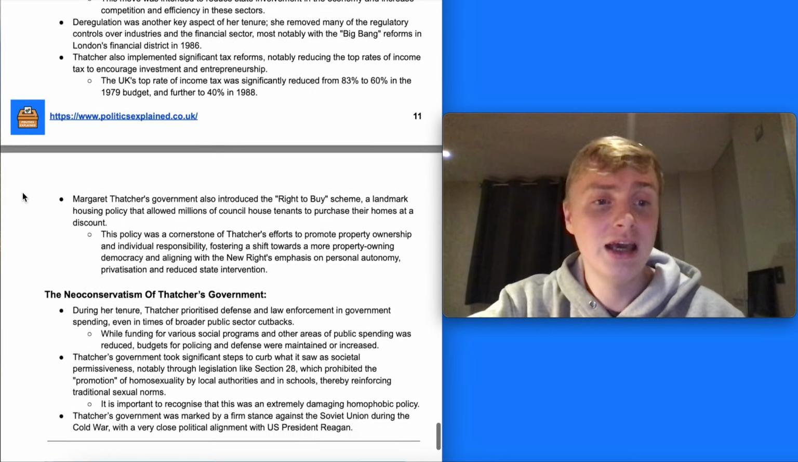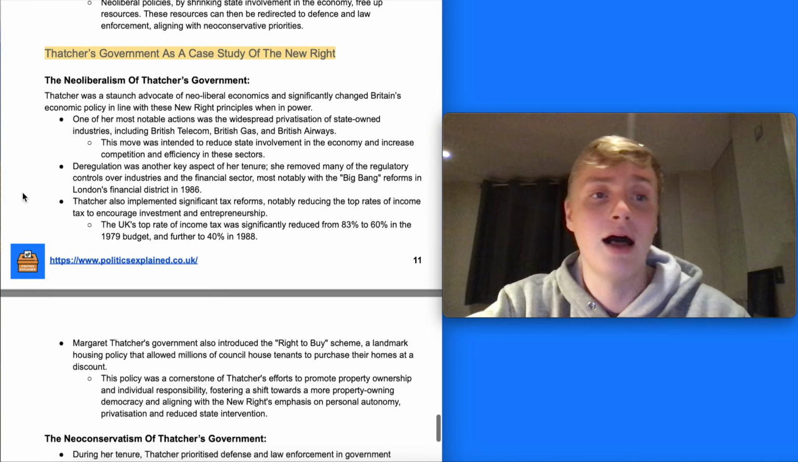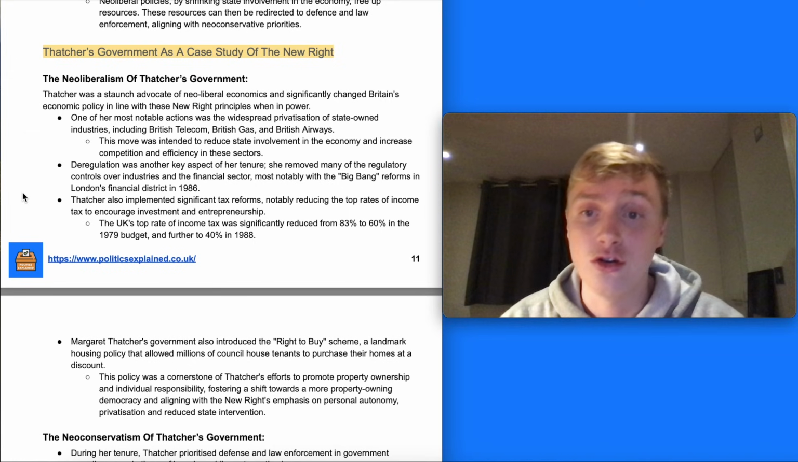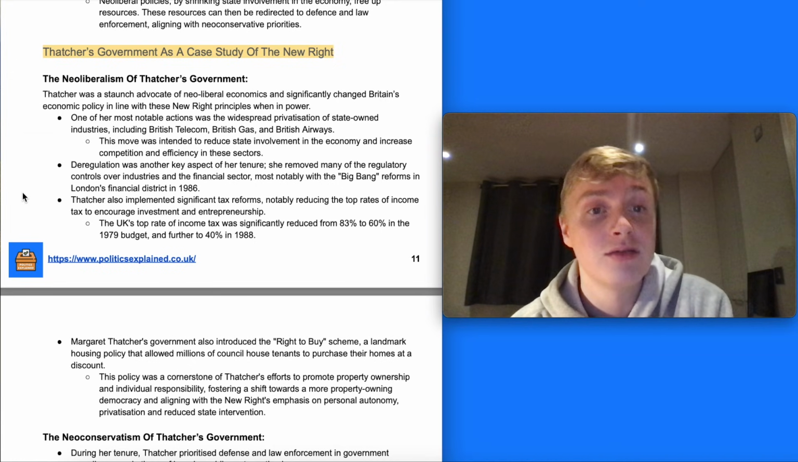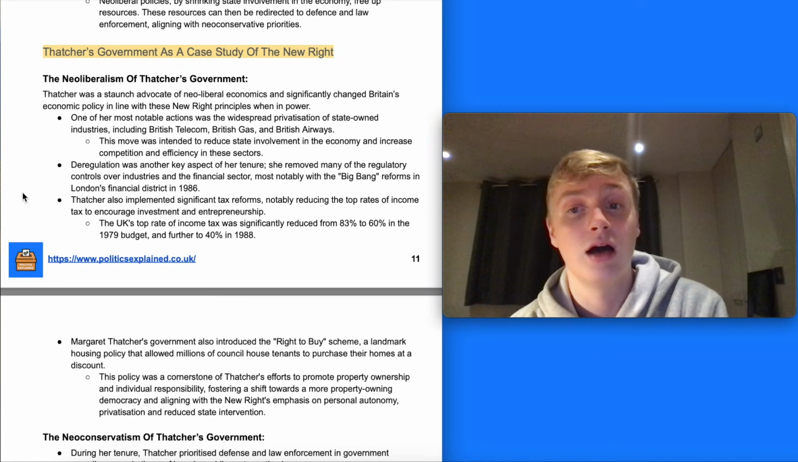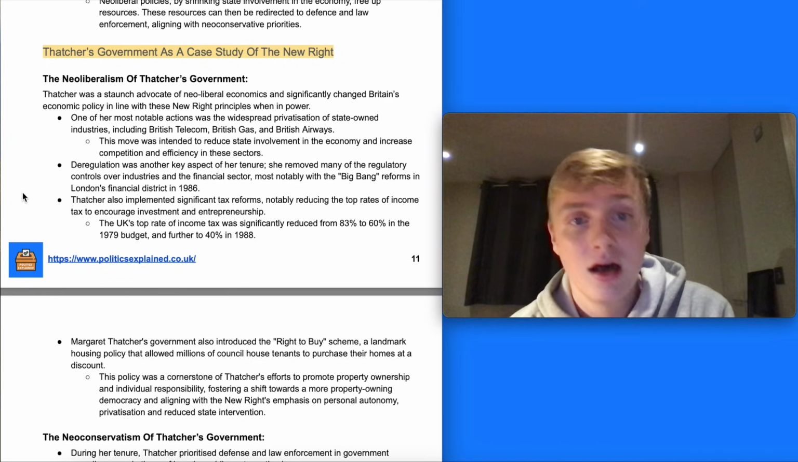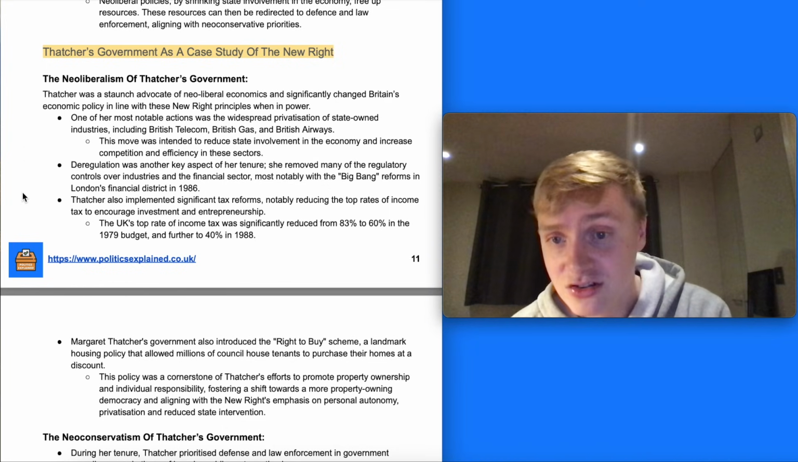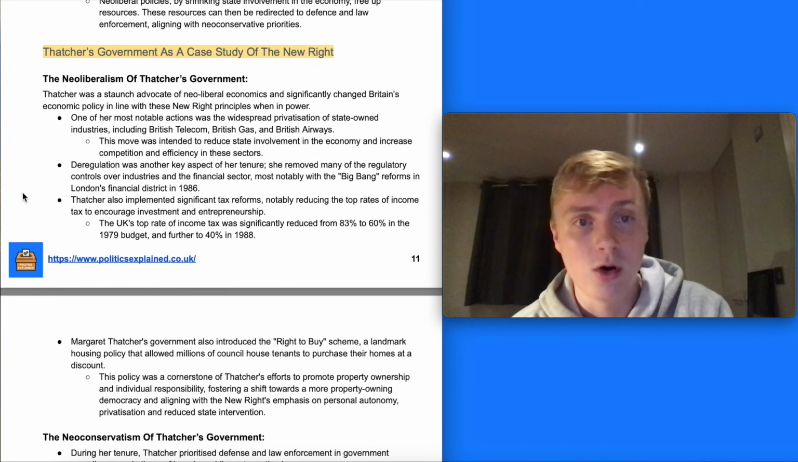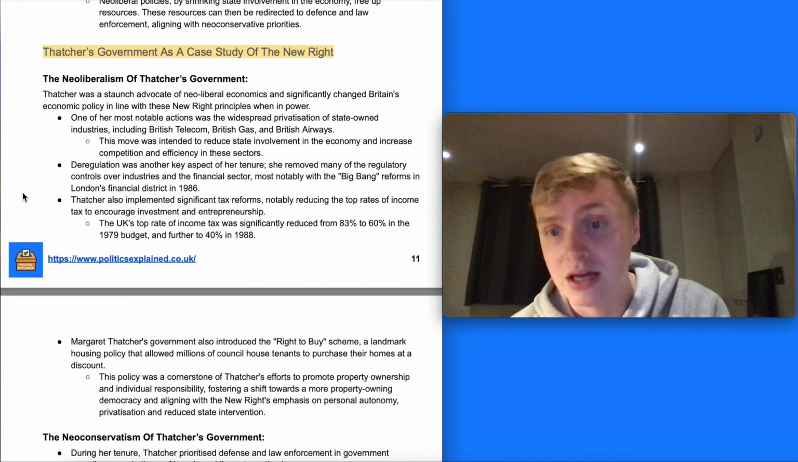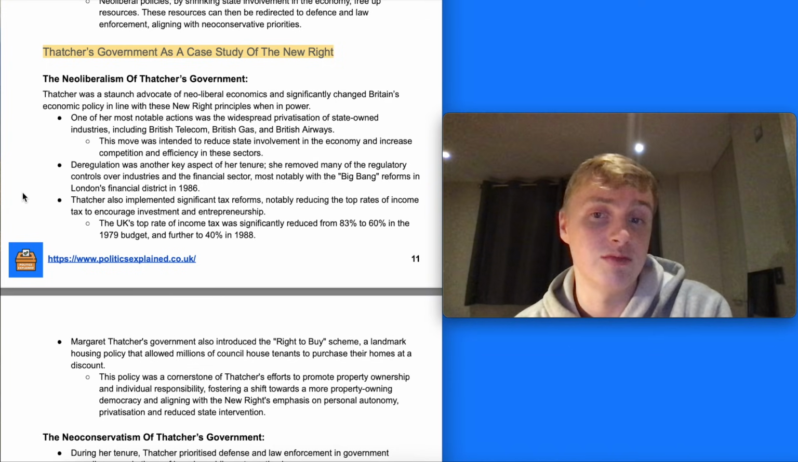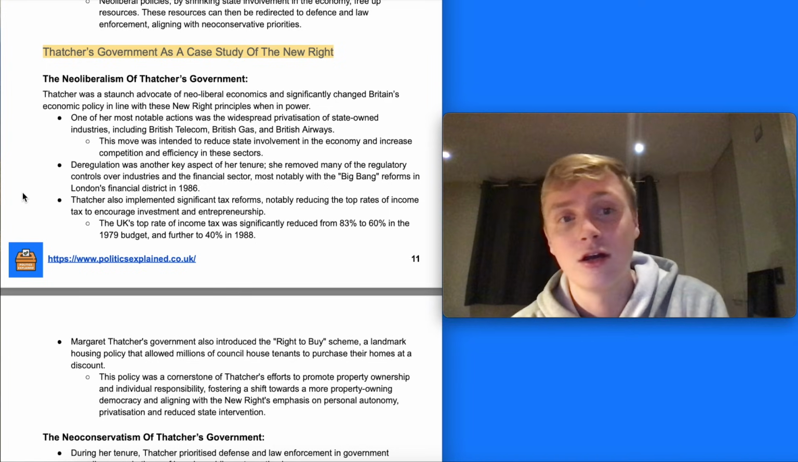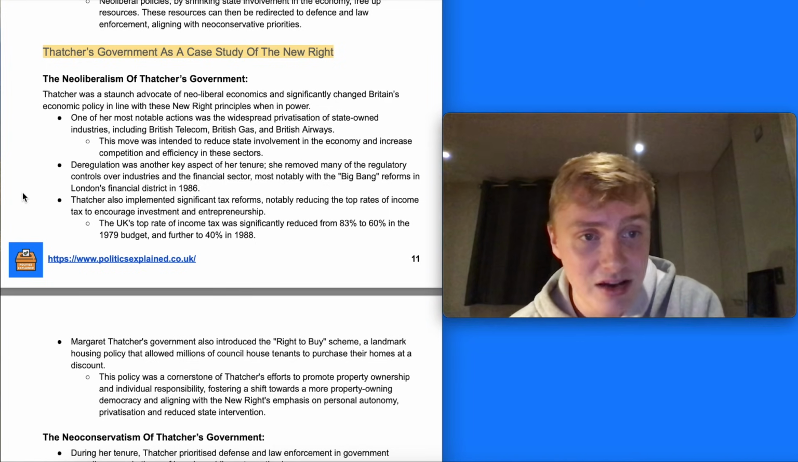And crucially, finally, we're going to have a look at Thatcher's government as a case study of the New Right. Firstly, the neoliberalism of Thatcher's economic policy, and crucially that was in privatisation, a key laissez-faire principle. She privatised state-owned industries that had been nationalised by the Labour government in the post-World War II period, including British Telecom, British Gas, British Airways.